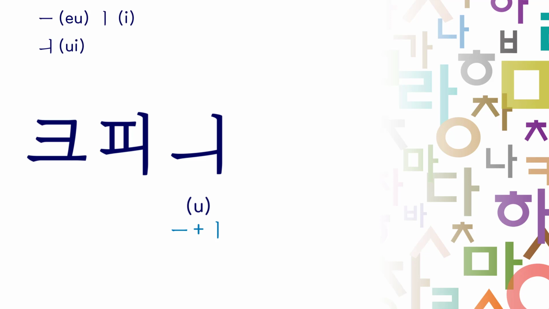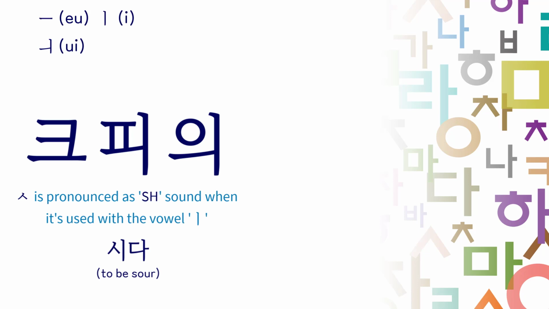Also, when we form complex vowels by combining vertical and horizontal bars, they essentially wrap around the consonant letter. So if we add this vowel to the consonant ing, it looks like this. So this is read 의. Now, before we move on to the next set of vowels, we mentioned before that shiot can sound like an sh sound when it's used with y-glide vowels. But this also happens when shiot is used with the vowel e. So shiot in this word, which means to be sour, is pronounced 시다.